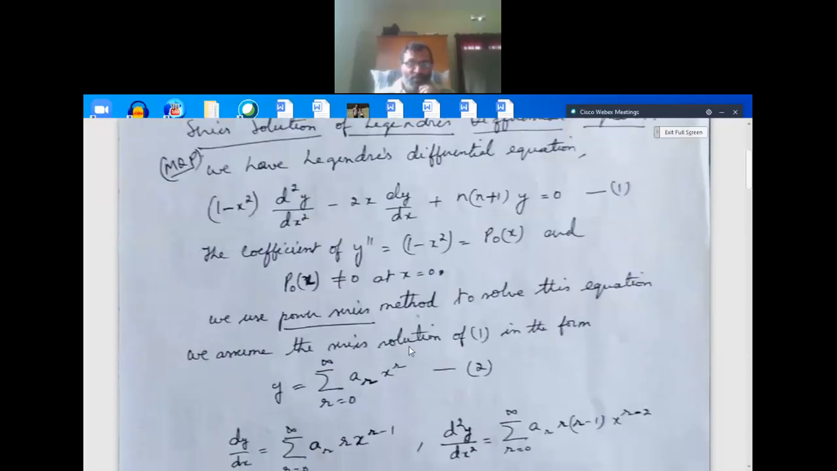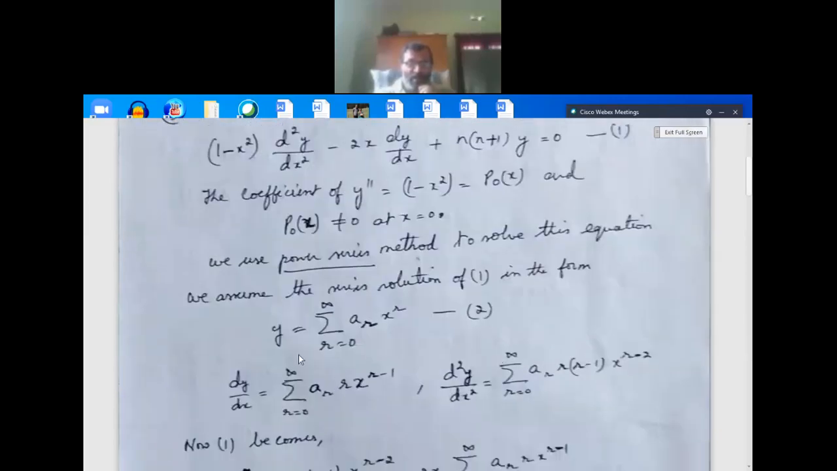We assume the series solution of 1 in the form y equals sigma r equals 0 to infinity a r x power r. So we use the power series method, because p naught of x is not equal to 0 at x equals 0; if you put 0 here, this will be 1. Again, we assume the series solution of 1 as y equals sigma r equals 0 to infinity a r into x power r. I will take it as equation 2.